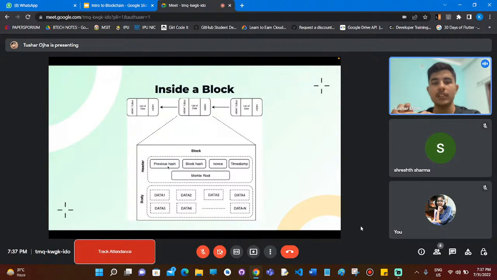Previous hash means the hash of the block which was previous. Let's say this was this one, so it contains the hash of this block. It contains the hash of itself, and it contains a nonce. We're going to talk about what a nonce is in great depth.